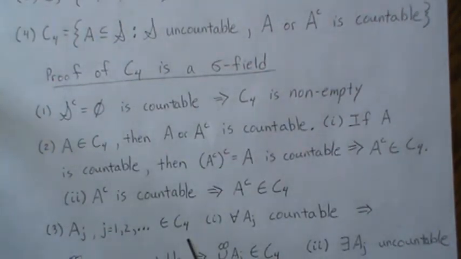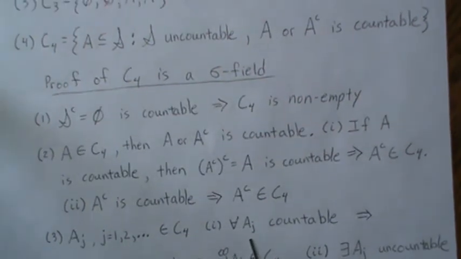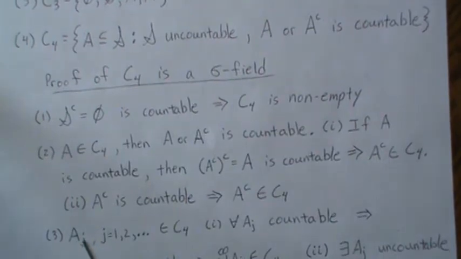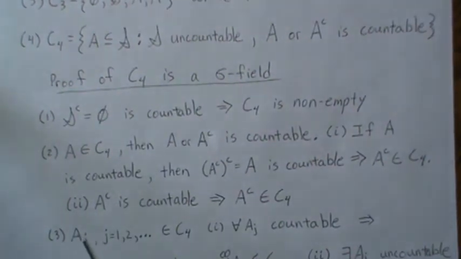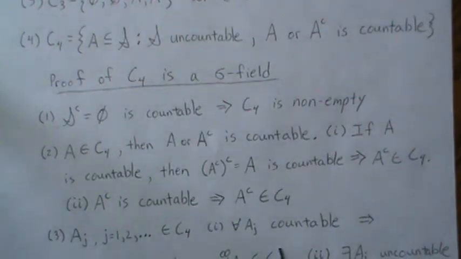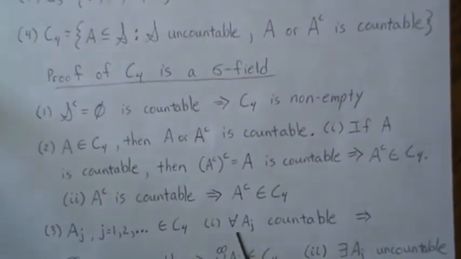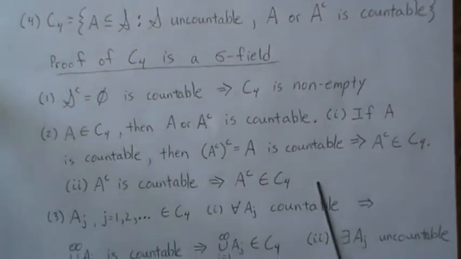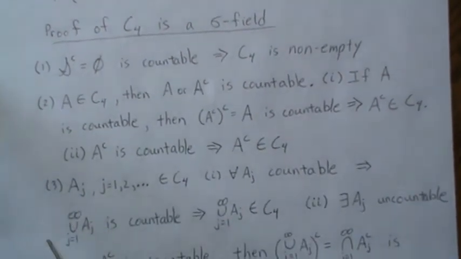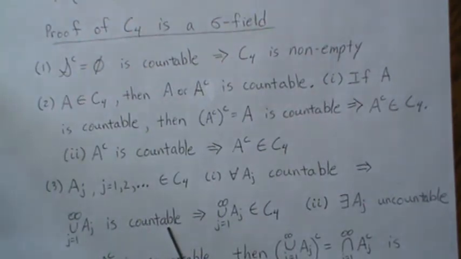Let them all be in C4. Then we have 2 conditions. Either they're all countable, or at least one of the A_j is uncountable. So we're going to go through those 2 cases. So we're going to let every A_j be countable. That means this union is countable, which means it's in C4 because this is a countable set.